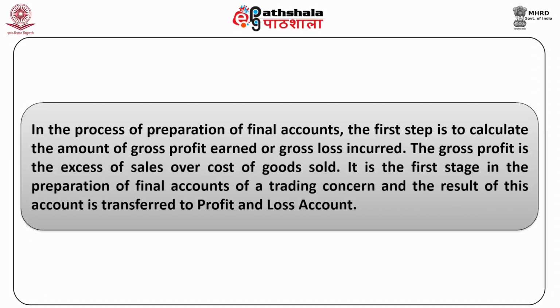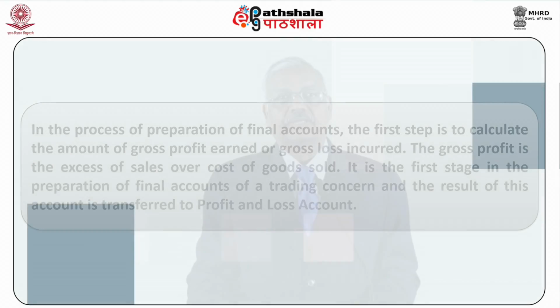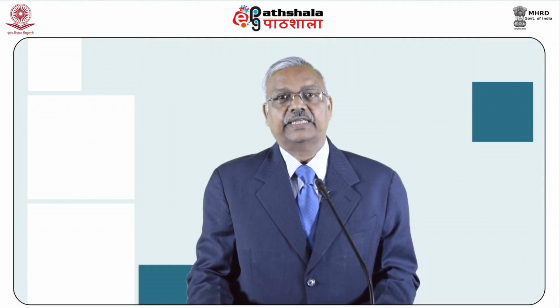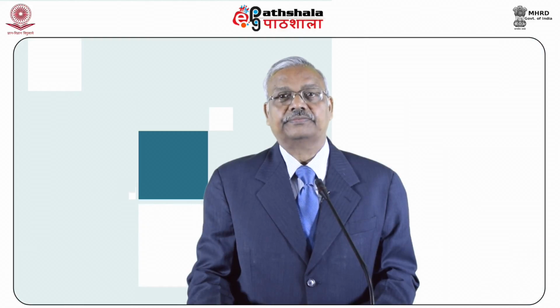Trading account. In the process of preparation of final accounts, the first step is to calculate the amount of gross profit earned or gross loss incurred. The gross profit is the excess of sales over cost of goods sold. It is the first stage in the preparation of final accounts of a trading concern, and the result of this account is transferred to profit and loss account. The trading account is prepared in T-shaped format.